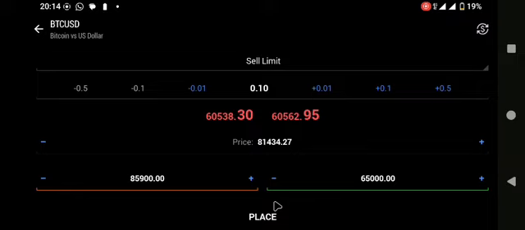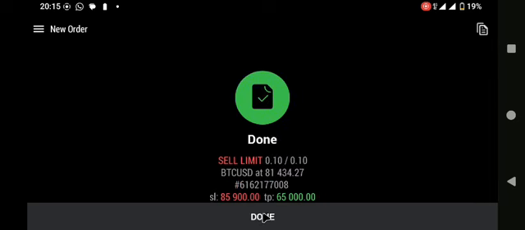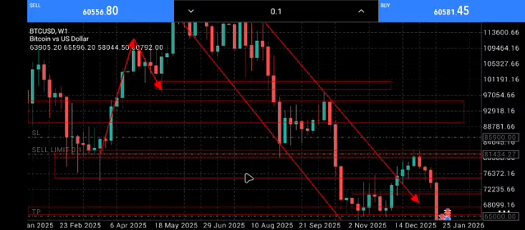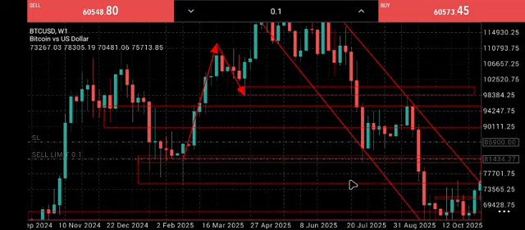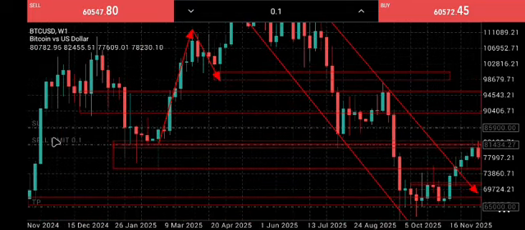So this is, guys, my stop loss, and this is my target. I just click place. You get it? So that is how my trade could be set, right? So guys, you can see that my pending order is here, which is a sell limit order at 81,434.27. Then my stop loss is here.